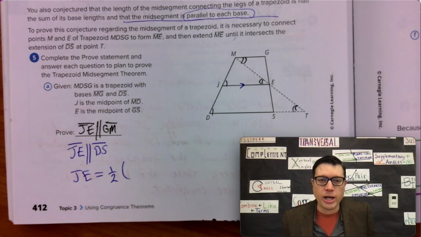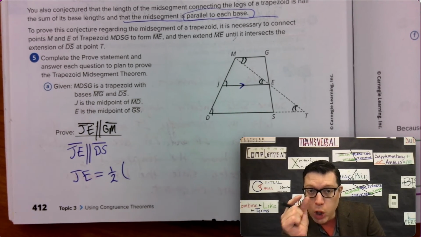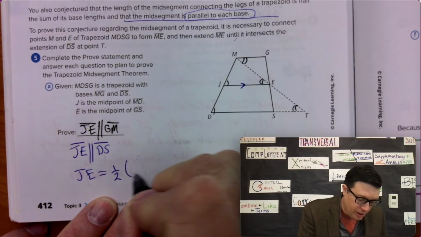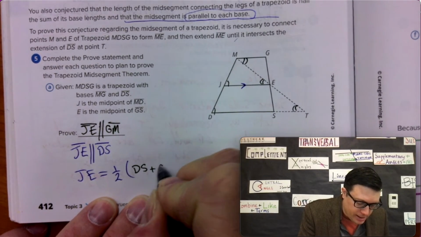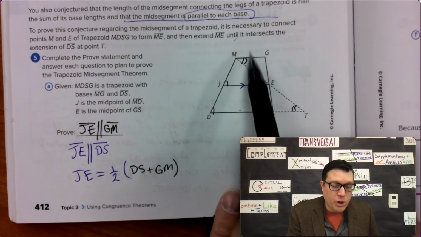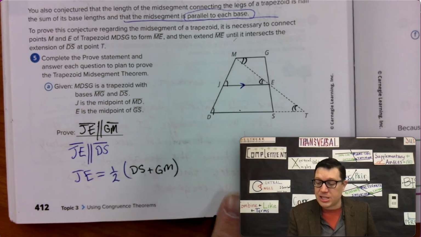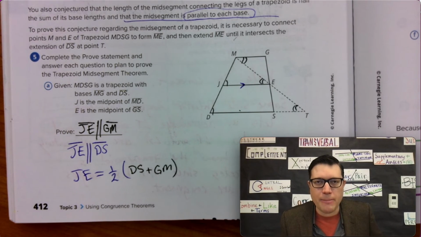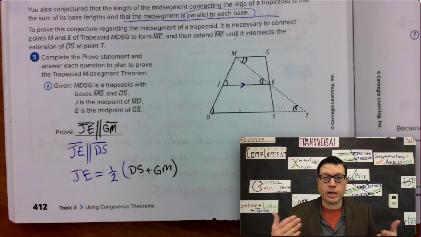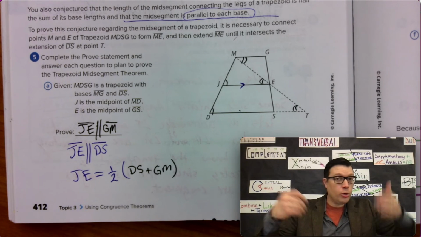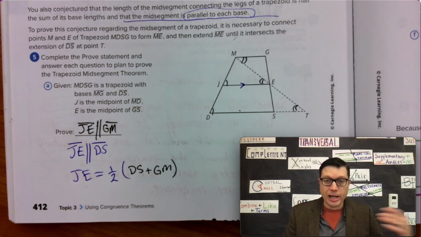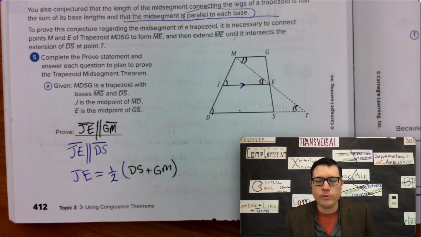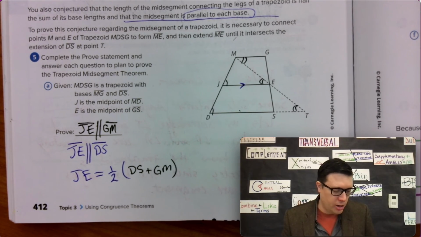We need to write one more thing. The distance, how long JE is, is actually half of the combined length of DS plus GM. So whatever those two lengths are, you can measure them, add them together, and divide by 2. And you wind up with the length of the midsegment. Or work in reverse. Maybe we know the length of the midsegment, but we don't know the length of one of the bases. We could reverse and solve to figure that information out.